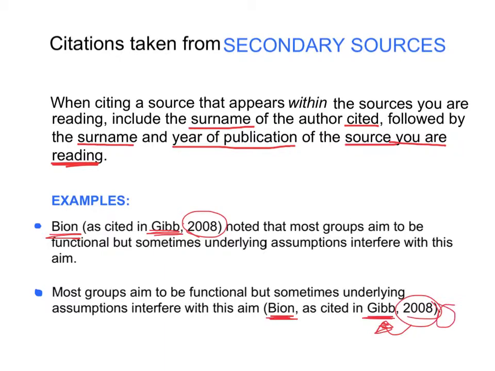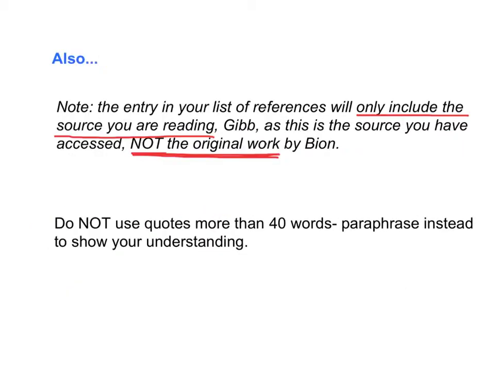Now this can be a little bit confusing. If you're a bit unsure about it, be sure you ask your teacher to explain it or go through a couple of examples with you. What is important to note, when you are going to use this particular source in your reference list, is you only need to include the source that you're reading. From that example, it was Gibb, because that was a source that you accessed. You did not access the original work by Bion. You just found their writing within your source.